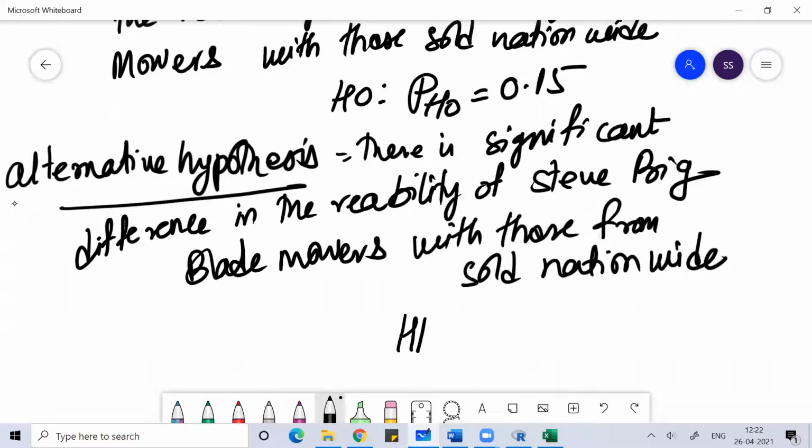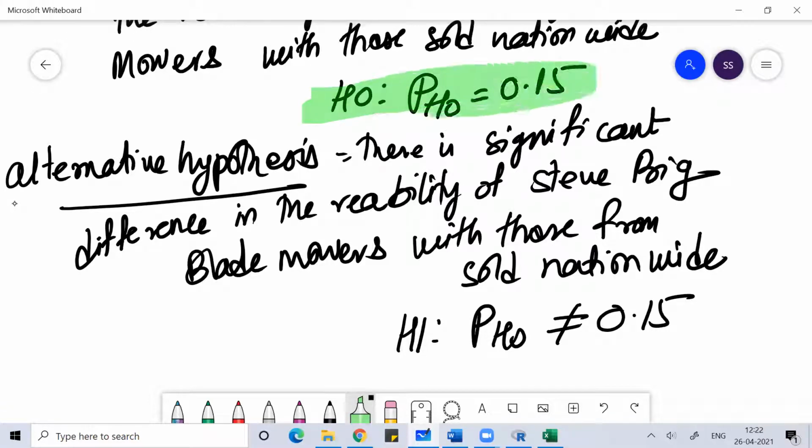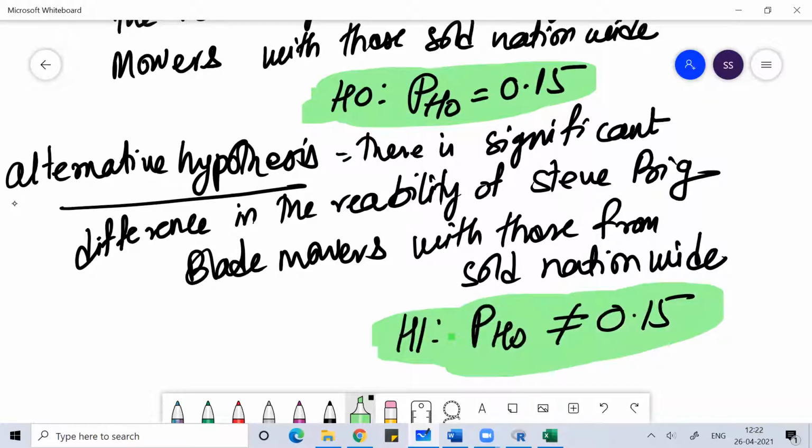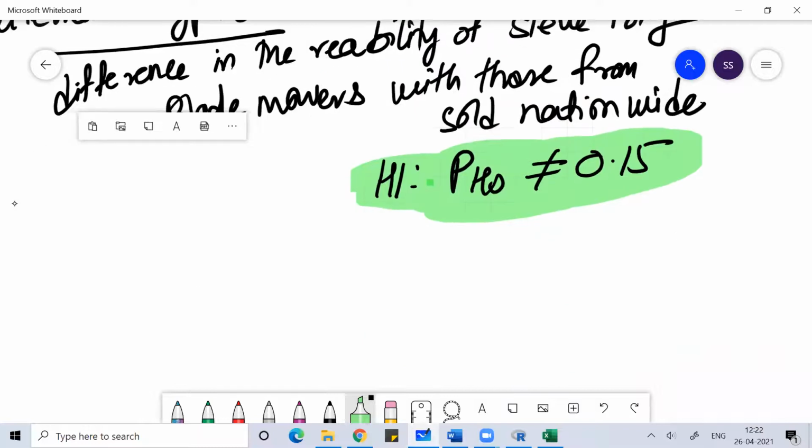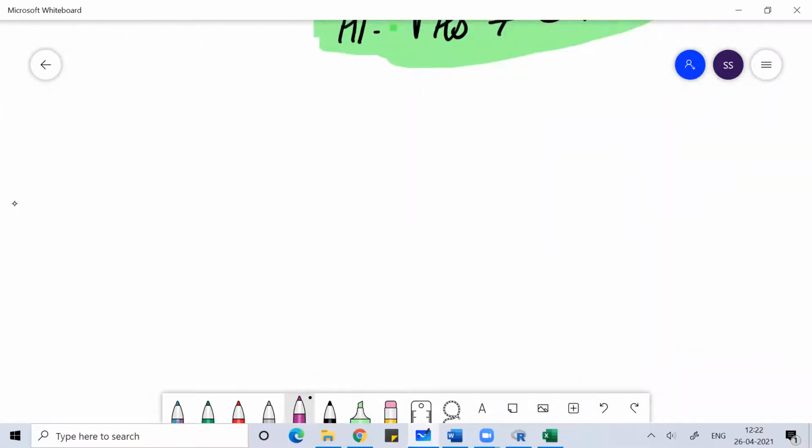So in the alternative hypothesis, I'll write p is not equal to 0.15. In the null hypothesis, I wrote p is equal to 0.15. You need to know what a one-tail test is and what a two-tail test is. Here we are working on the scenario of whether there is a significant difference, so in order to prove that, we'll do the test.